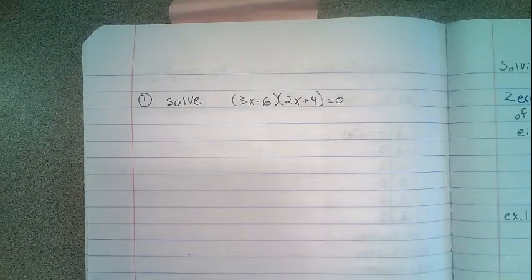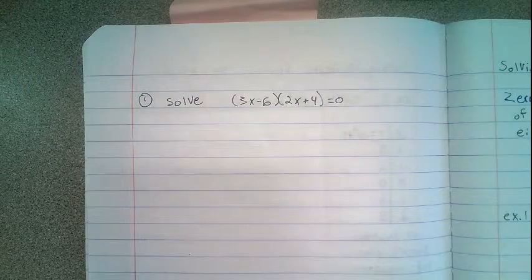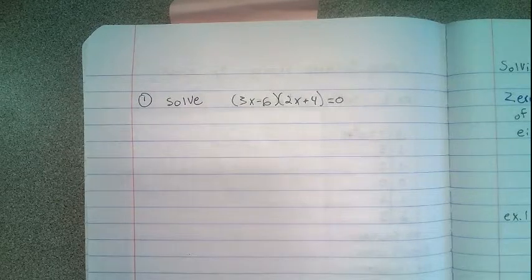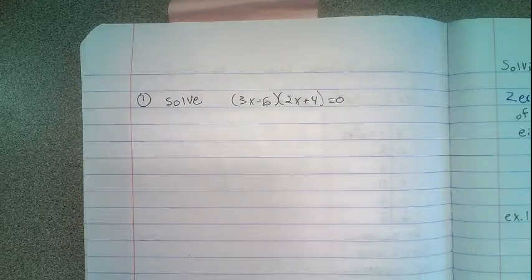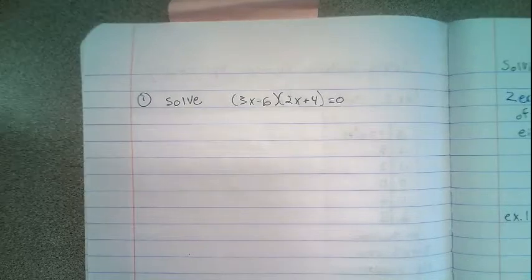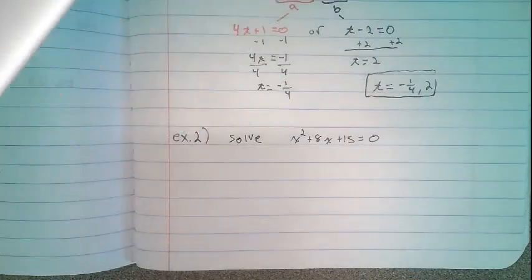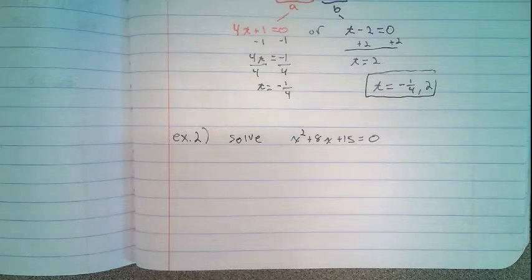On the left side, I want you to solve this problem. The quantity 3x minus 6 times the quantity 2x plus 4 equals 0, using the zero product property. In example 2, we're going to solve x squared plus 8x plus 15 equals 0. So let's think about, if we're given this situation, how could we solve it?